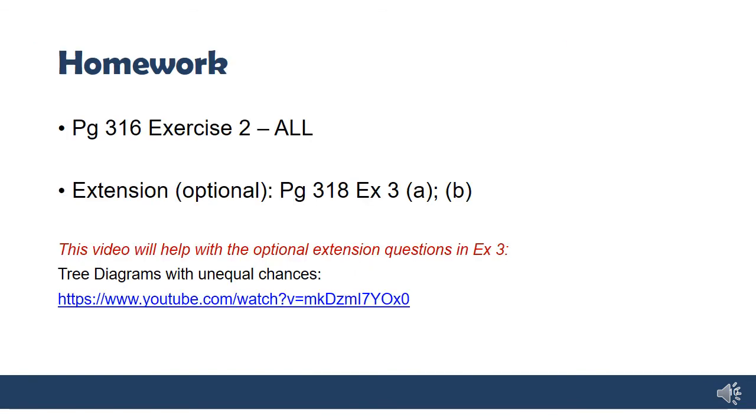For homework, you're going to do page 316, exercise 2. There are 4 problems there. It looks like a lot, but it's really not so bad. And then as an optional extension, so this is for those of you who are going for an A or a B this year, I want you to do page 318, exercise 3, A and B. And there's a video here that will help you. It gives an example of these types of problems. Good luck.